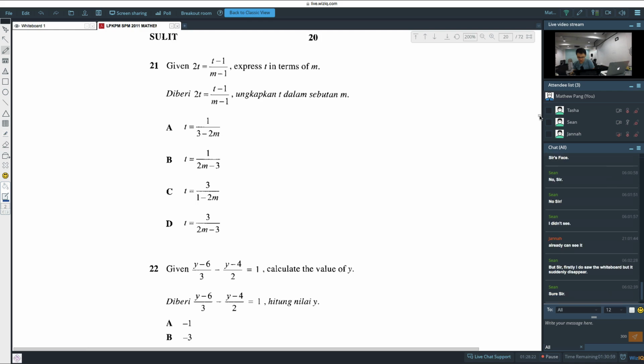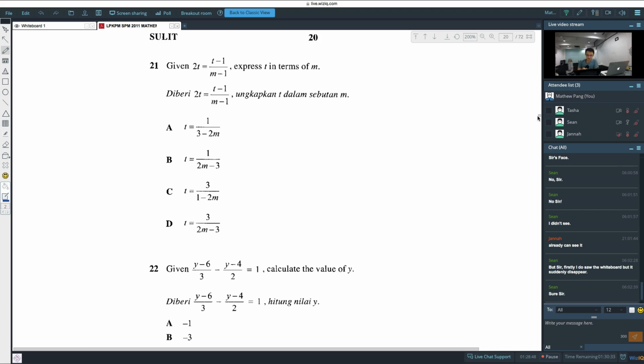But sir, firstly I did see the whiteboard, but it suddenly disappeared. Yeah, try to click around all the buttons there. Do you see anything like whiteboard or not? Or try to close and open again, it should have the whiteboard. I'm not sure why. Okay, let's not waste the time because we still have 20 questions to go and we still have 1 more hour.